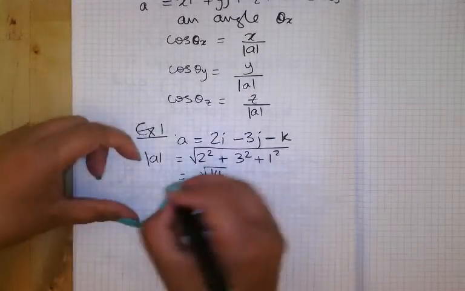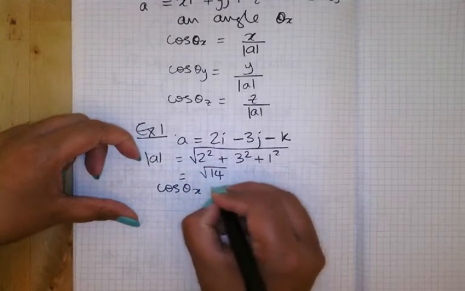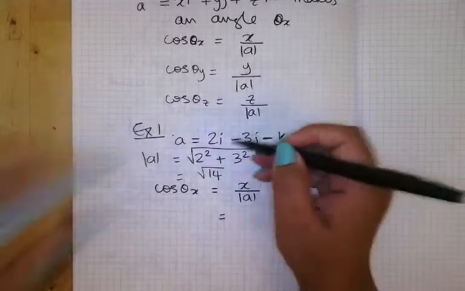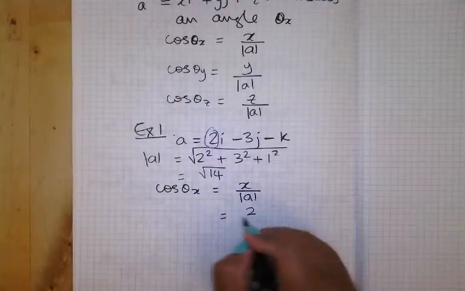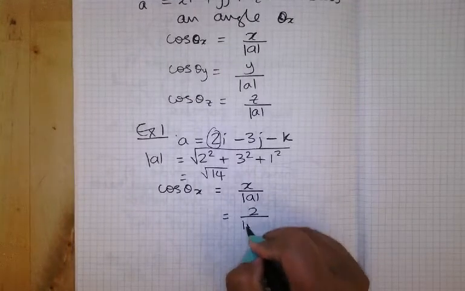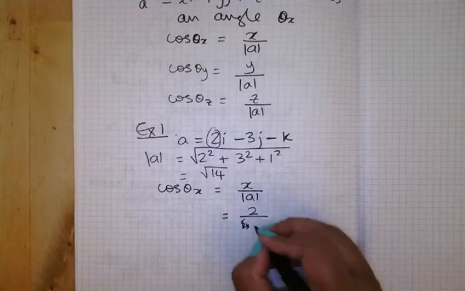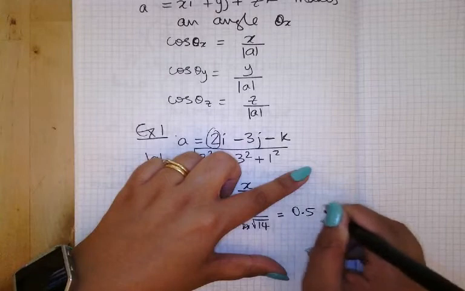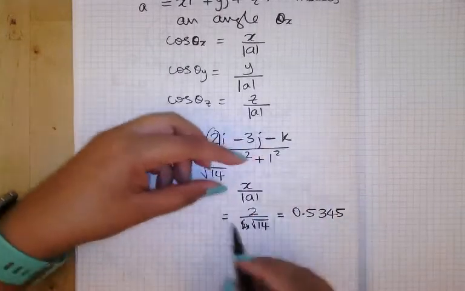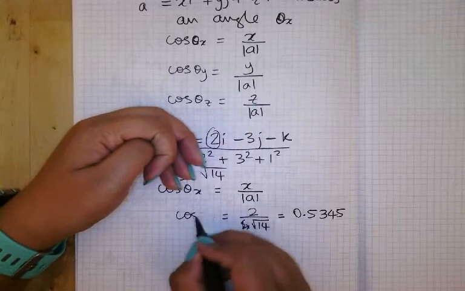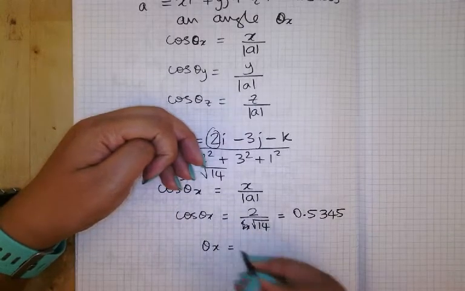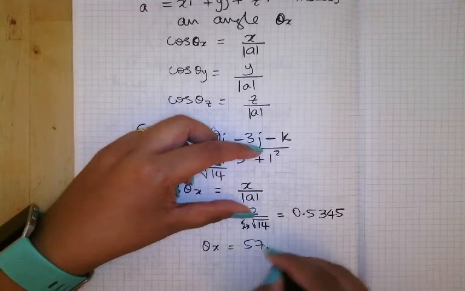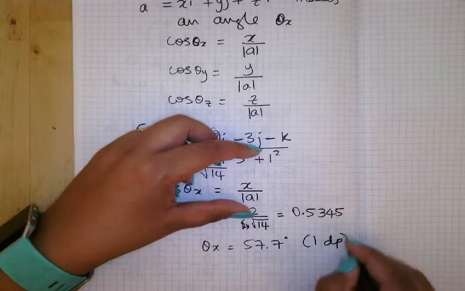Okay, and then cos theta x will just be x over mod A. So the x component is 2. So I write 2 over the size of A, which is root 14, and that is 0.5345. And if I do a cos inverse of that, then theta x will be 57.7 to one decimal place.